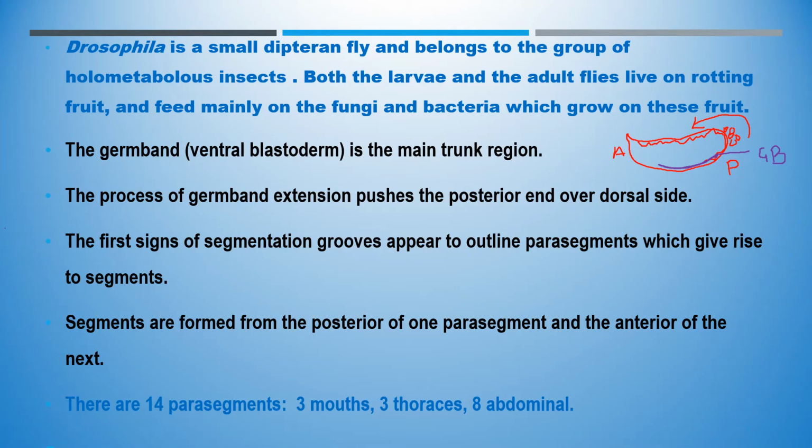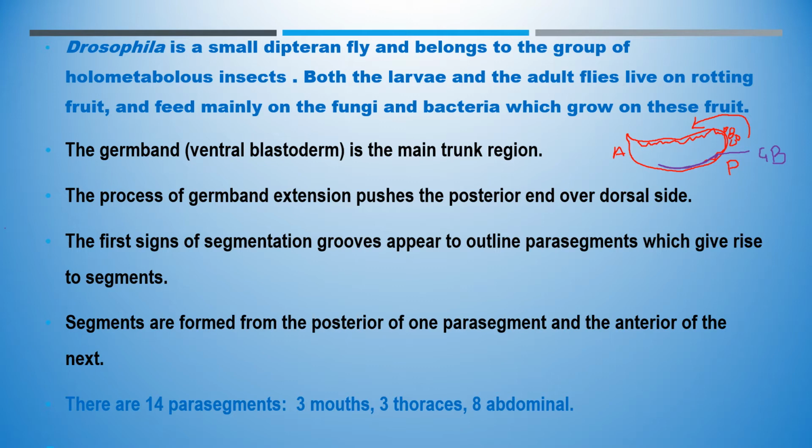As you know, Drosophila is a dipteran fly and it shows holometabolous type of metamorphosis, that all the stages of the development are quite different from the adult. Usually this fly is found on rotten fruits and feeds on the bacteria and fungi grown on them. Development in Drosophila starts from the ventral blastoderm, that is, the marginal cells attach to the margins and form a germ band at the ventral portion.